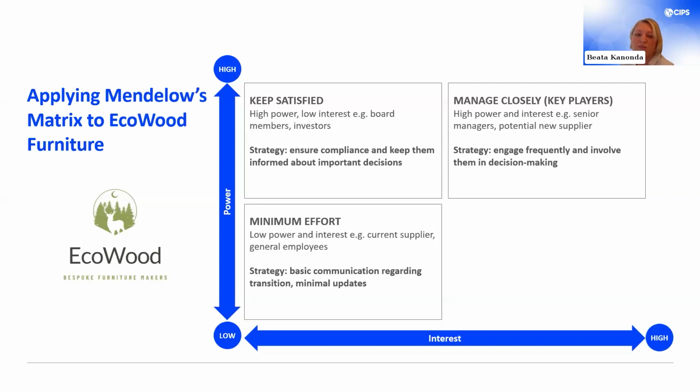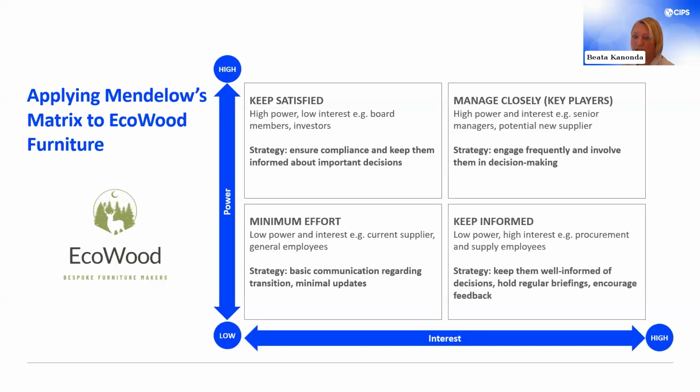Finally, the Keep Informed quadrant is where procurement and supply staff and the production team sit. Both of those teams are very interested in the supplier change, but they lack power to make decisions. The procurement team, as the team responsible for executing the supplier transition, is highly interested in the details of the new supplier contracts, delivery schedules, and pricing terms. However, they do not have the authority to make the final decision on which supplier to choose.